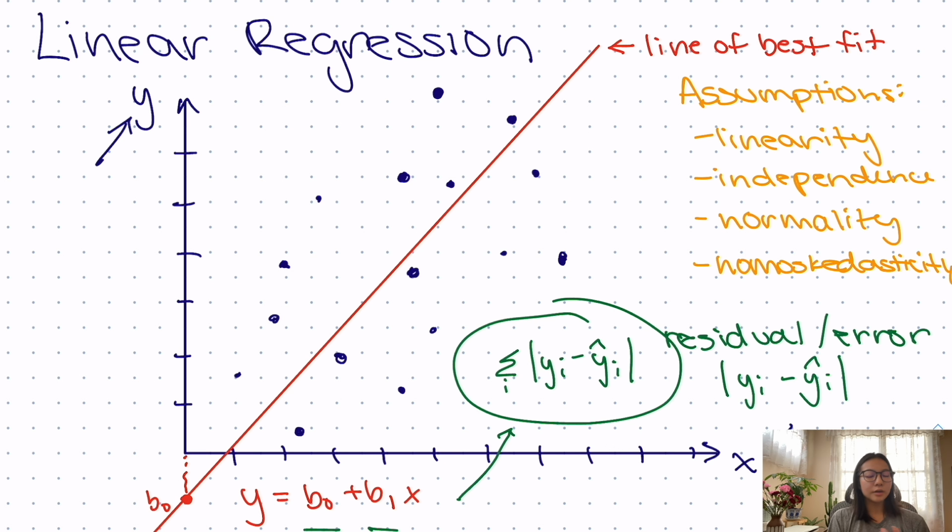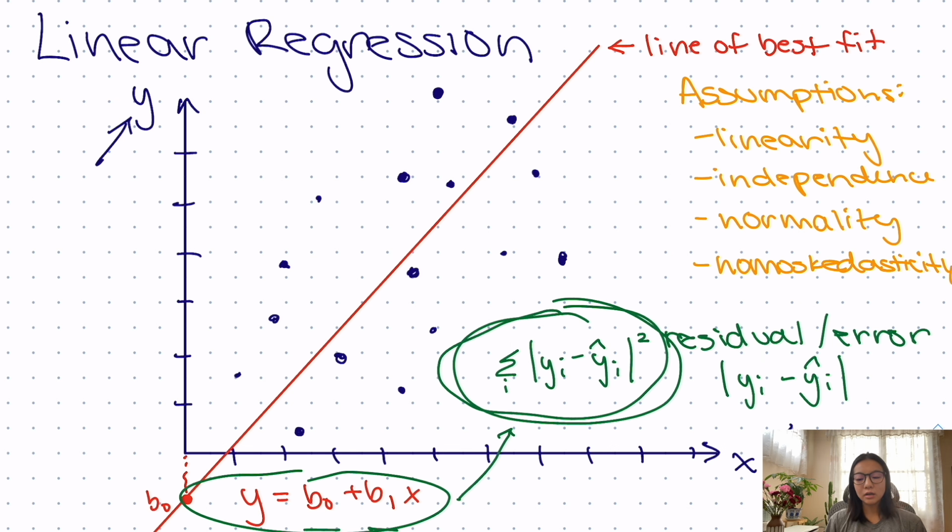Now, sometimes in different circumstances, we might attach a squared to that. So we're trying to decrease the sum of the squared residuals. And what that does is add a higher penalty for points that are further off. So that is linear regression. We're trying to find this equation, some line of best fit that will help us decrease this measure of error with respect to all the data points that we have in our data set and try to come up with the best prediction for all of them.